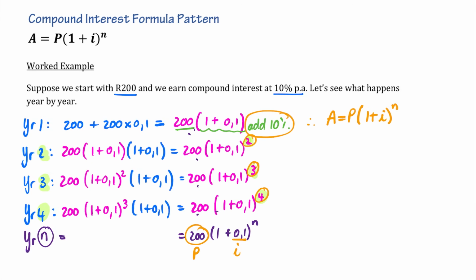I hope that was interesting. You never need to be able to do this in a test, but you should always want to know where your formulas come from.